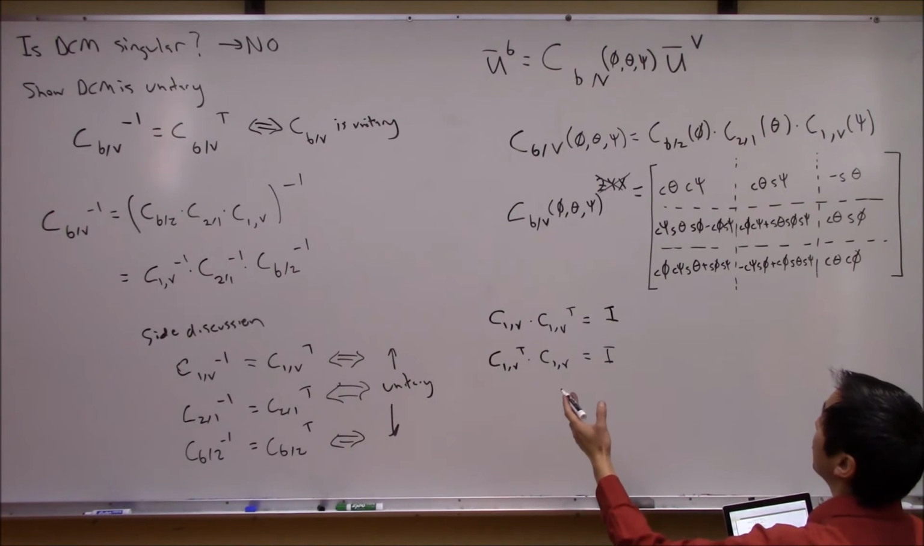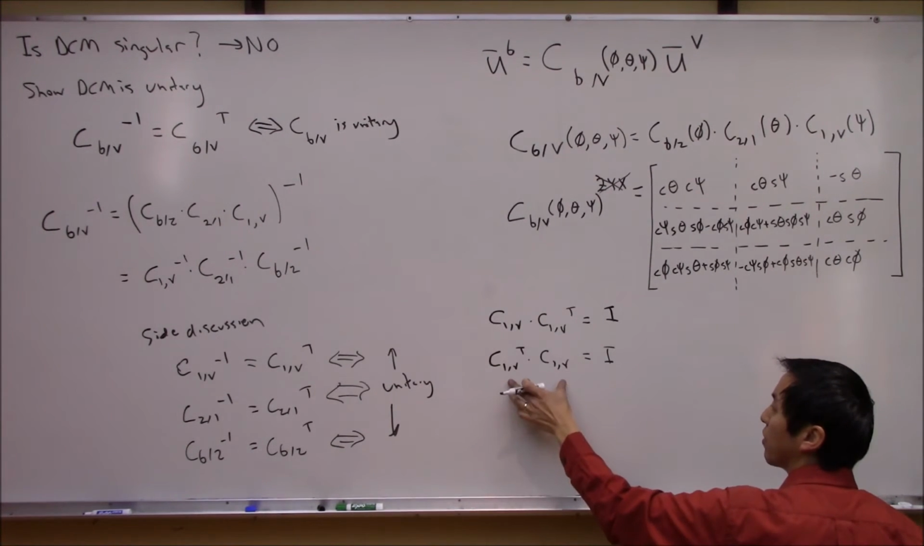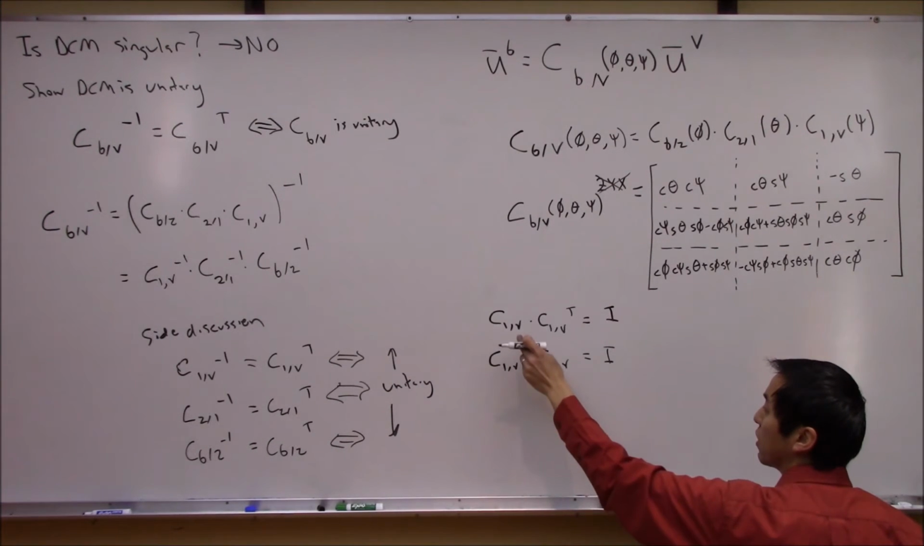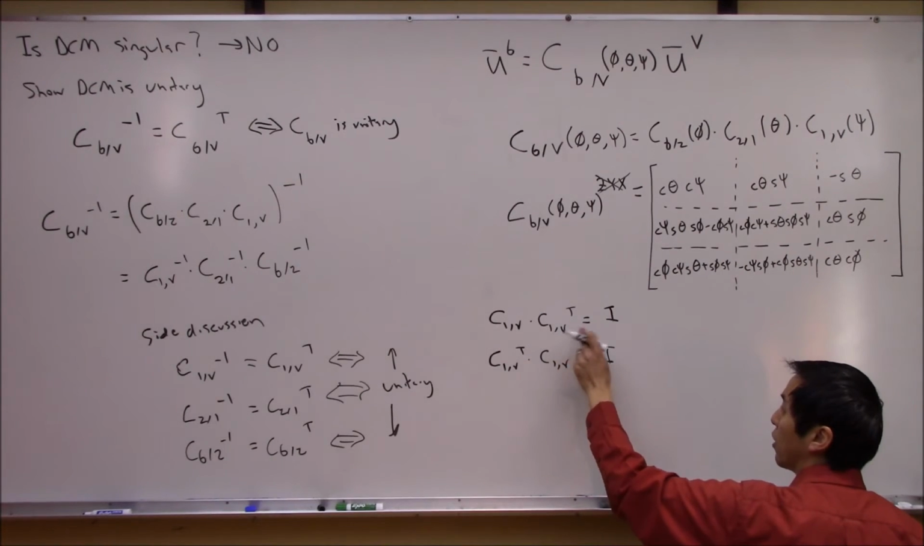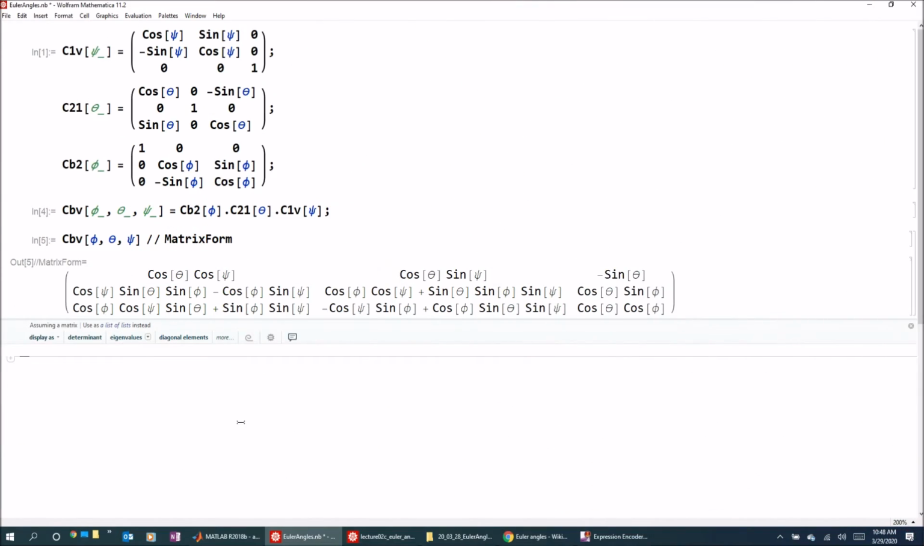And I actually don't want to do this by hand. Let's go over to Mathematica and do this, because we see that each one of these is just a very simple 3x3 matrix with a bunch of cosines and sines. Let's just take the matrix, multiply it by its transpose, and see if that's actually the identity matrix. All right, so here we are in Mathematica.